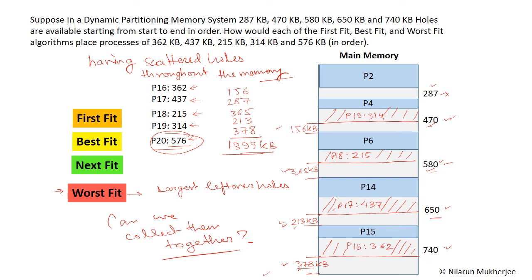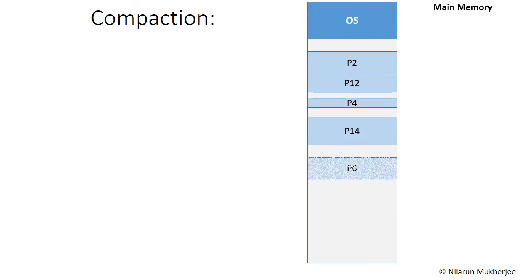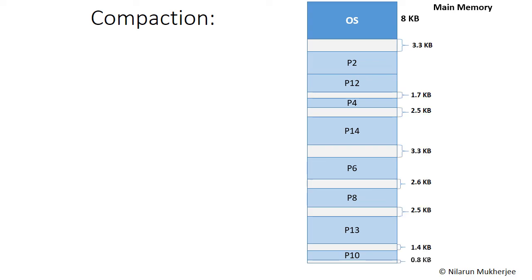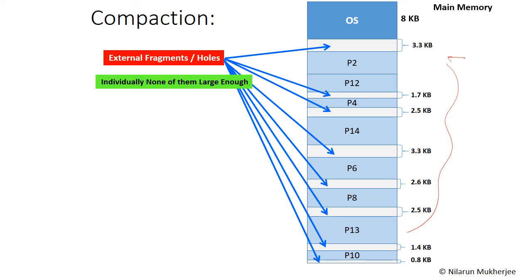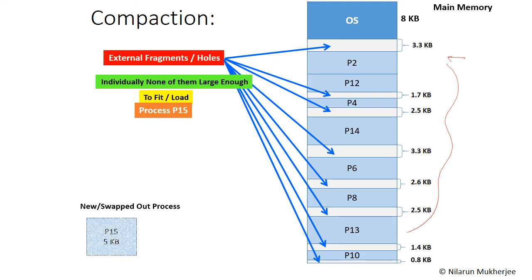Now we will see the method called compaction. We have a memory which is already fragmented, having a large number of small holes scattered throughout the memory. Individually, they are not enough to fit any process.